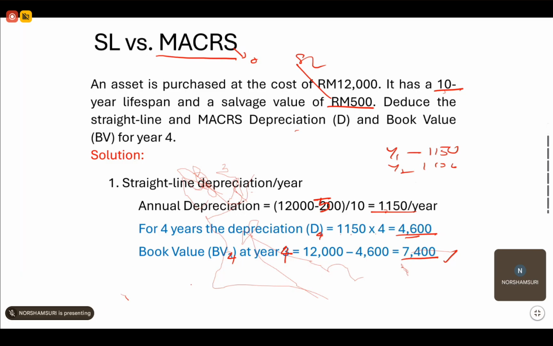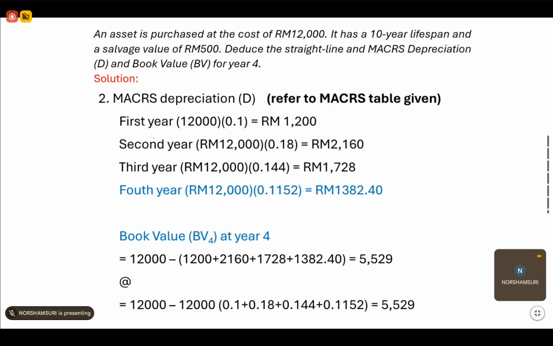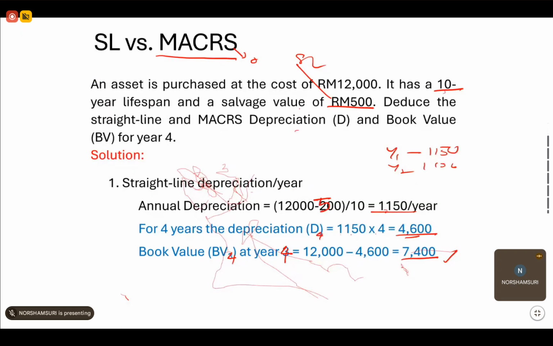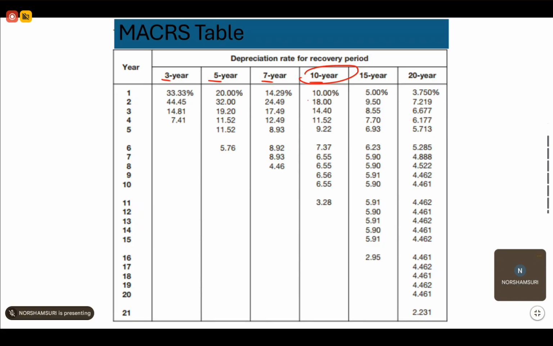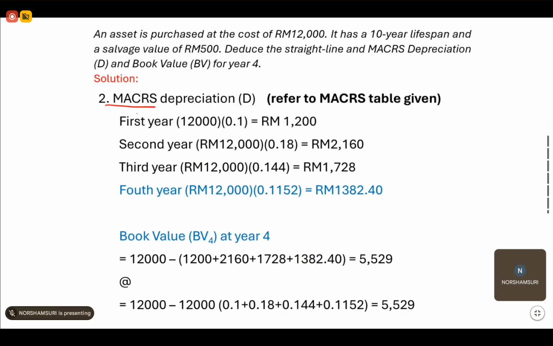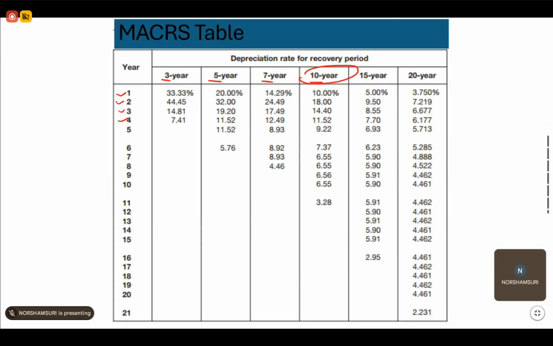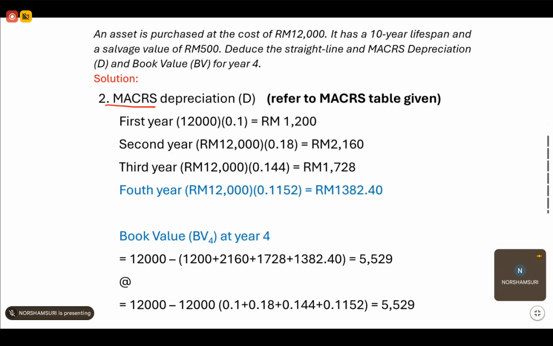Okay, never mind. So for MACRS depreciation value, for example, this one. For the depreciation value using MACRS, we have to refer to the table. I think we already referred to the table just now, year 10, this one. And then we have to understand that we want to take year 1, year 2, year 3, and year 4. So here, for example, the first year is 12,000 times 0.1, based on this one, 0.1, this is 0.18, this one is 0.144, this one is 0.1152, or 0.0922, something like that. Okay. So year 1 here is 0.1.